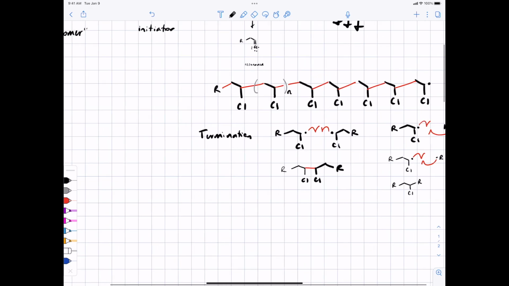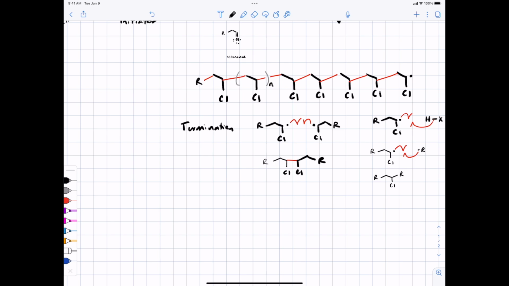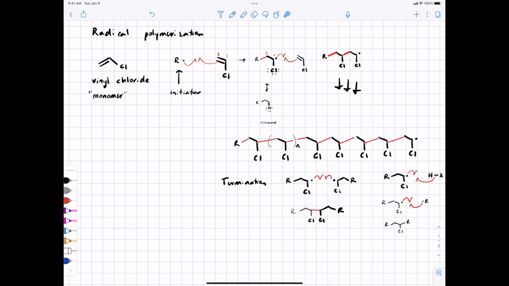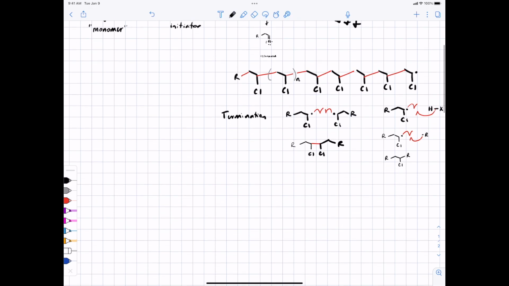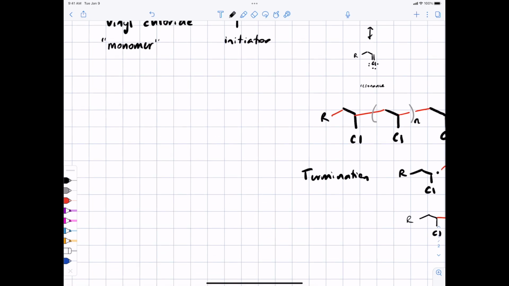So what I'm trying to communicate is there's going to be a lot of diversity in the identity of the end groups on these polymers. But as I said, most of the polymer is going to be this long chain, and so we don't really worry about what the end groups are. In fact, when people draw the structure of polymers like this, they will often just use squiggly lines to indicate where the polymer goes off into infinity. And they won't necessarily worry about what those end groups are. Okay.